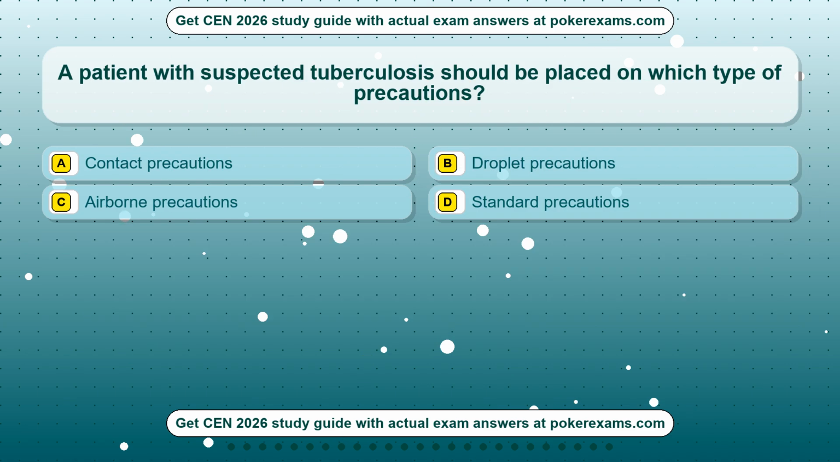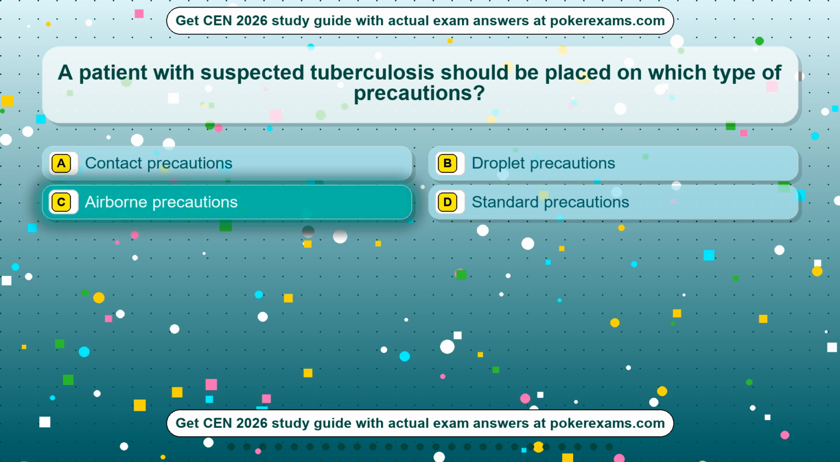Question 21. A patient with suspected tuberculosis should be placed on which type of precautions? Option A. Contact precautions. Option B. Droplet precautions. Option C. Airborne precautions. Option D. Standard precautions. The correct answer is option C. Airborne precautions.